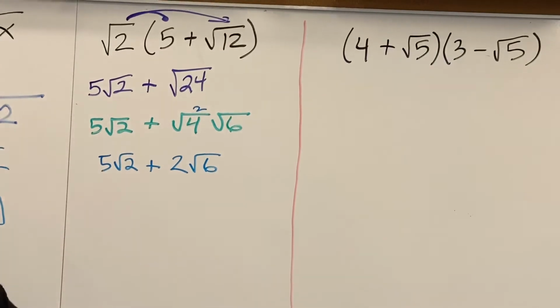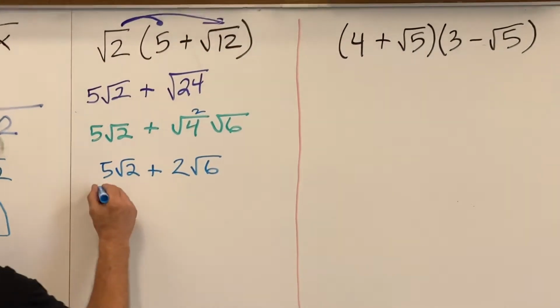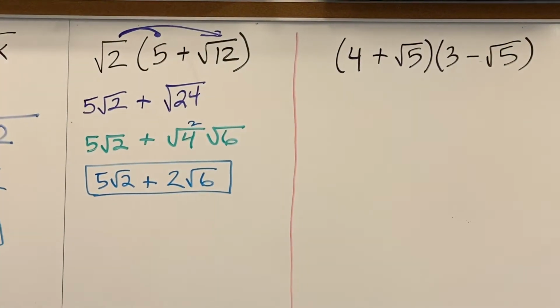Root 2 and root 6 are not the same. They don't combine together. They have to be exactly the same root part to combine them. So that's as simple as it gets.